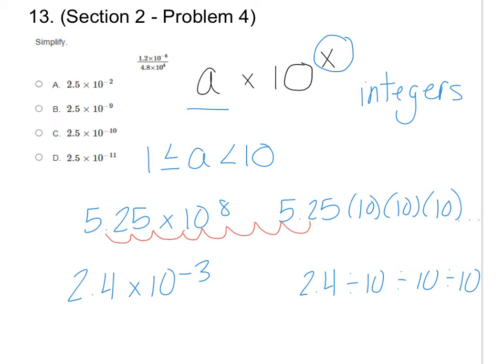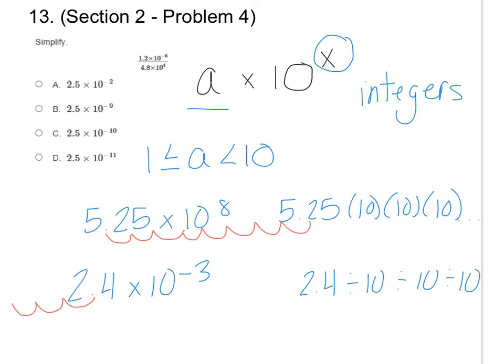with zeros. Where the second example, 2.4 times 10 to the negative 3, when you're really dividing by 10, it would mean you would take your decimal point and divide by 10 3 times. So you would move your decimal point to the left 3 times.